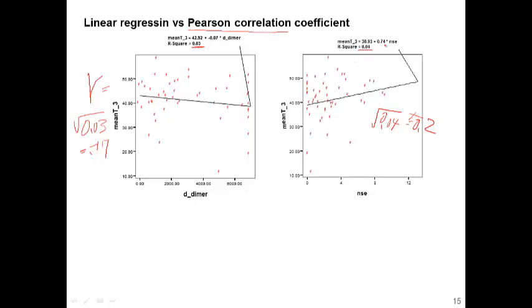Let's look at the beta coefficient. The beta coefficient is 0.74 and this one is 0.07, which is a big difference. This one is 10 times larger than this one. So here I want you to think about what this means. Does 0.74 indicate a stronger association than 0.07?